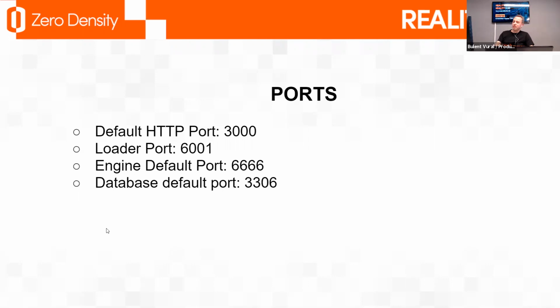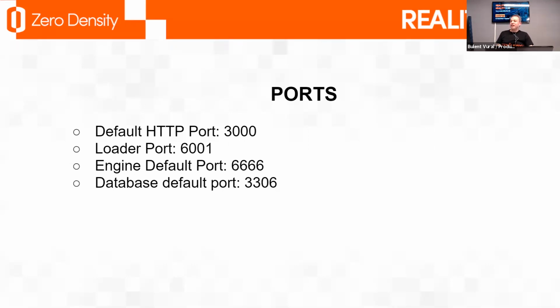Another port we are using is 6001. This is right now a fixed port that connects the engines to the RealityHub. It's fixed to 6001, and in later releases we will have this port also configurable.